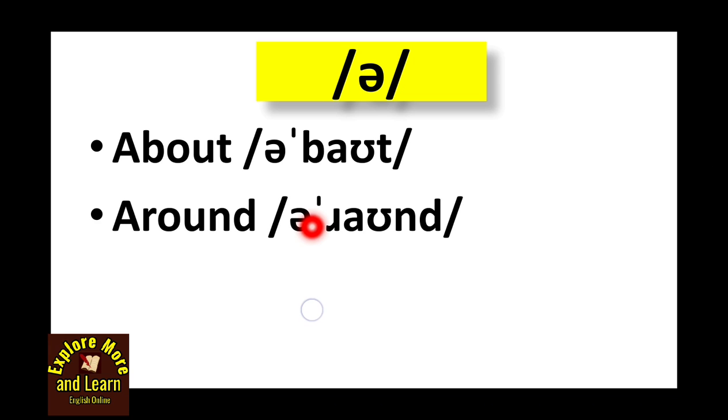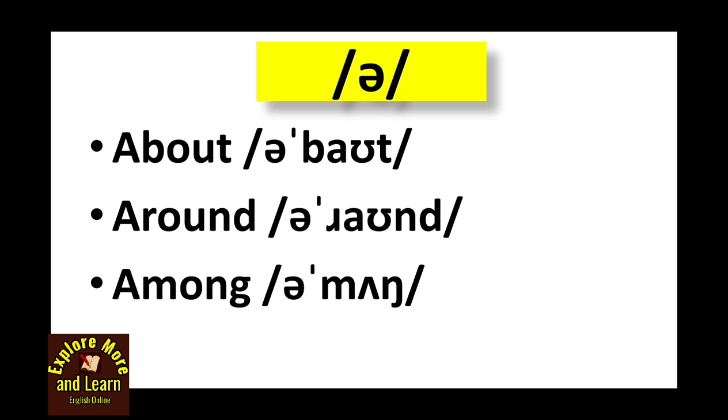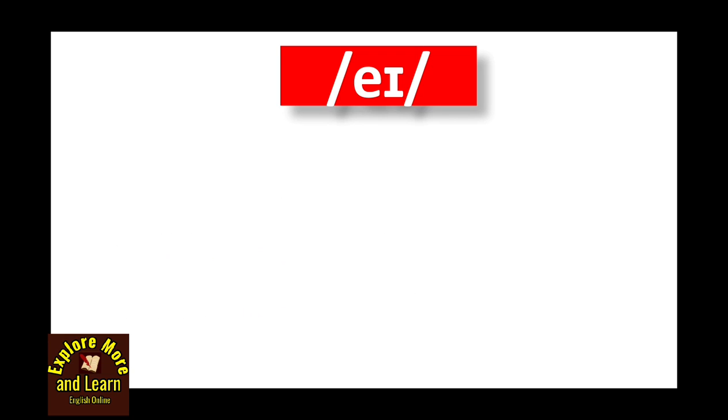Around. Here also letter A is pronounced as /ə/. About, around, among. Okay, so this is another way to pronounce the letter A. That is /ə/. So this is a sound symbol for the sound /ə/ which we get by the letter A. So in this way, the letter A is pronounced like /ə/.